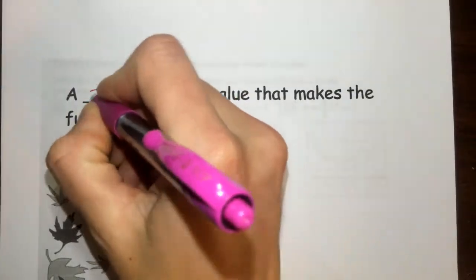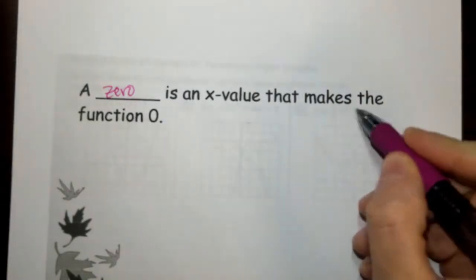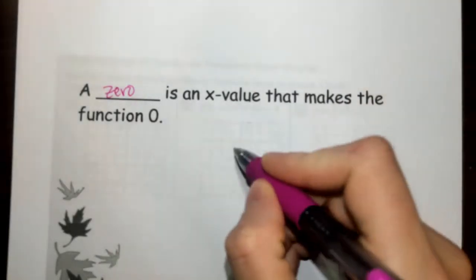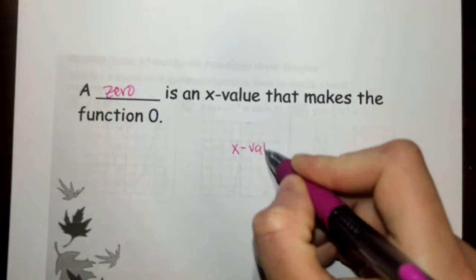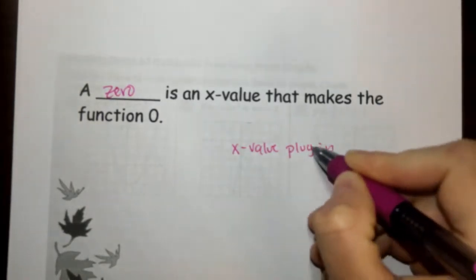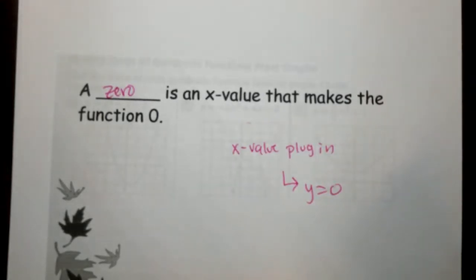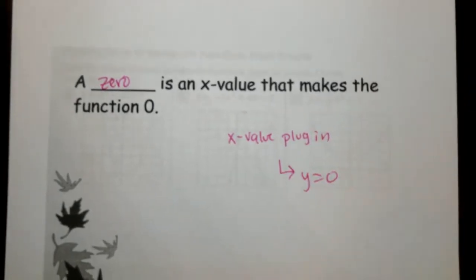A zero is an x value that makes a function zero. So when we say this makes the function zero, it's any x value you plug in and y comes out as zero. Okay, so make sure you get that all written down.